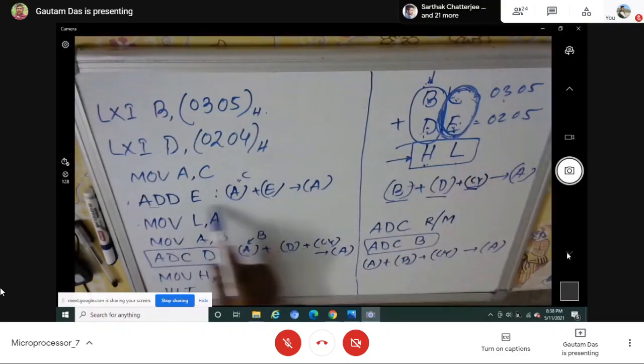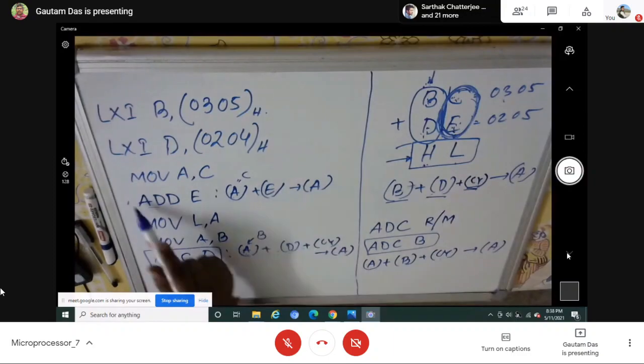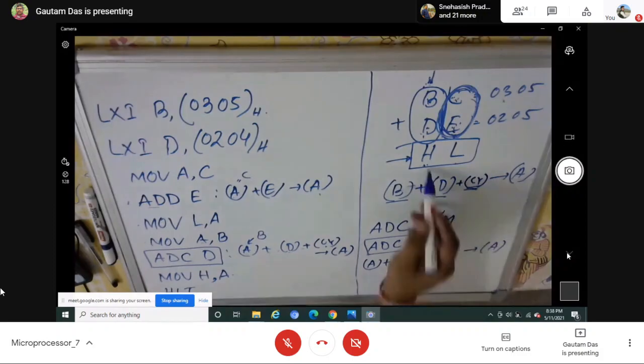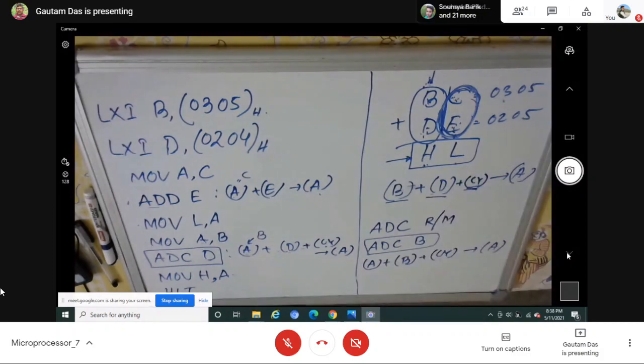That means during the addition of the lower order 8-bit, by this instruction, if carry is generated, that is stored in the carry flag. That carry information is added during the addition of the higher order 8-bit. Now you can get the proper 16-bit addition result in the HL register.